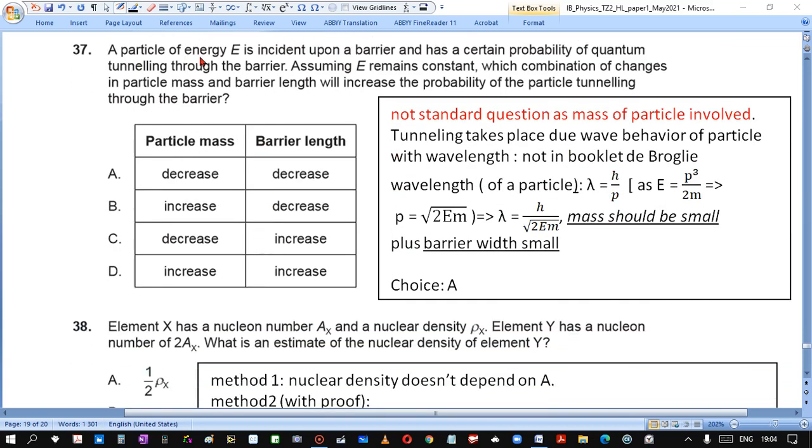Question 37. A particle of energy E is incident on a barrier and has a certain probability of quantum tunneling through the barrier. Assuming E remains constant, which combination of changes in particle mass and barrier length will increase the probability of the particle tunneling through the barrier? This is not a standard question, as the mass of the particle is involved. Tunneling takes place due to the wave behavior of the particle. Not in the booklet, but the de Broglie wavelength is inversely proportional to mass. So smaller mass, greater wavelength. So mass should be small, plus the width of the barrier should be small. So choice A.